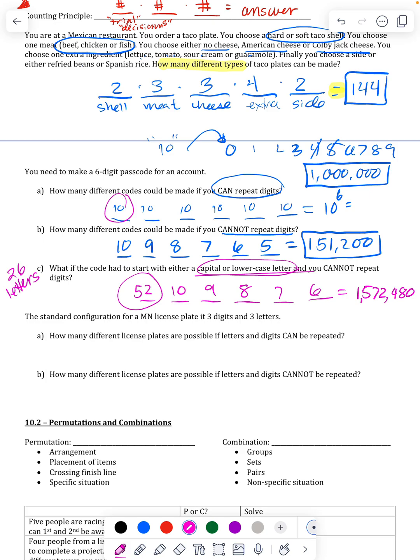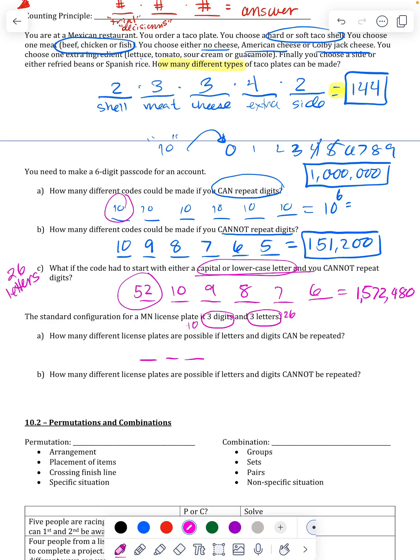All right, let's keep practicing. These can make your mind bend, but you just have to ask yourself, how many options do I have for each space? So the standard configuration for a Minnesota license plate is 3 digits, 3 letters. Okay, keeping in mind there's originally 10 digits and there are 26 letters in the alphabet. How many different license plates are possible if letters and digits can be repeated?